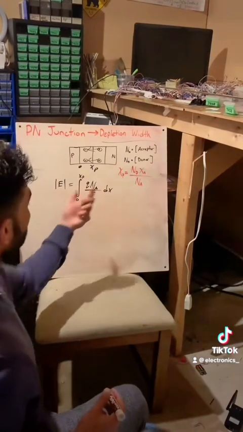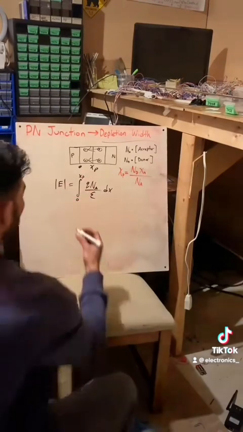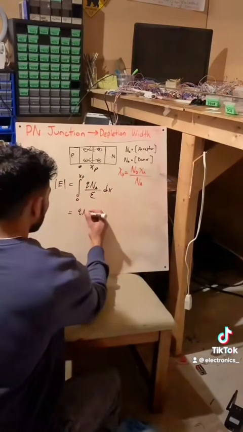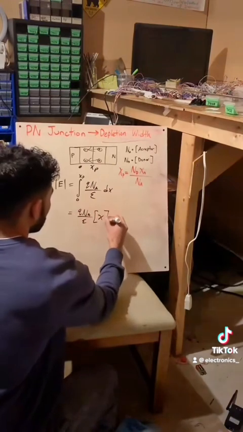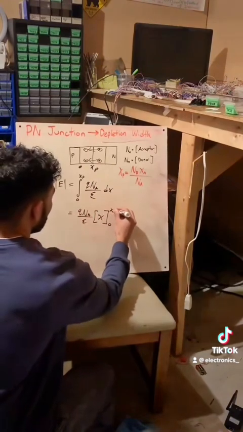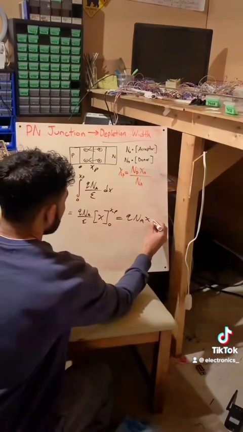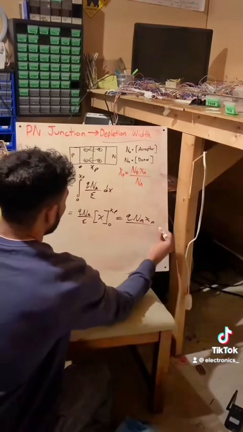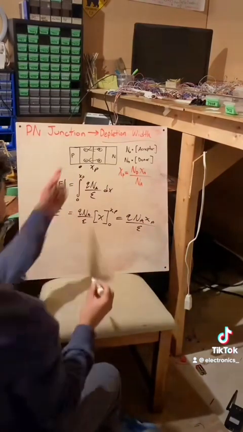Now, there are no x's inside of our integral, so we're really going to end up with qNa over epsilon, and we just evaluate this integral from 0 to xp. This will just end up being qNa xp on epsilon. So that's our electric field for our P region.